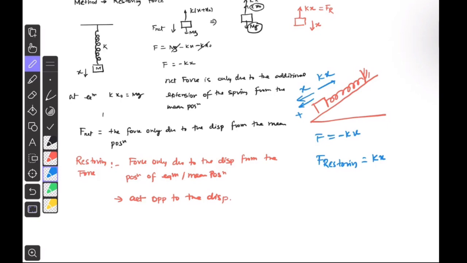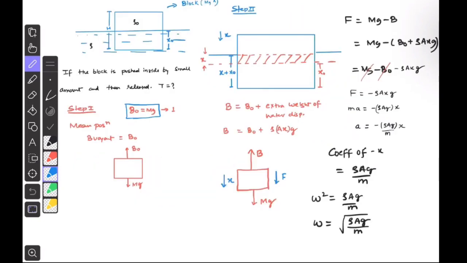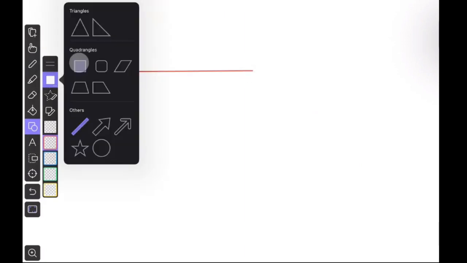Okay, please copy this thing. So maybe if I'll solve this question, the one that we were having, this block oscillating, no? So we can solve it by restoring force method also. So restoring force will be the force that is going to come due to the displacement I am going to give from the mean position.